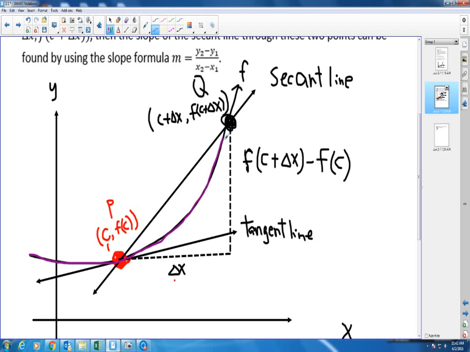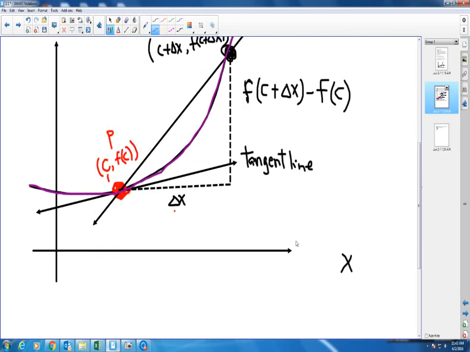If I have another point Q approaching point P, that means I will create more secant lines, okay. Eventually, as Q approaches the point P, the secant line will actually approach the tangent line. Okay, but let me just write down the formulas for right now.